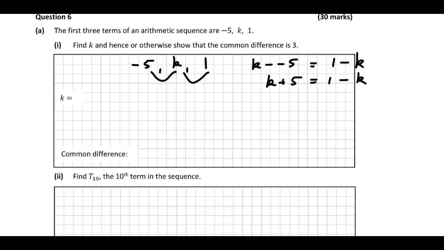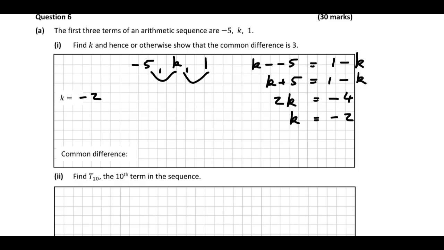So if we take this k here and bring it over to the other side, that'll give us 2k. And then bring the 5 over, subtract 5 from both sides. So we have 0 on this side, but we have 1 minus 5 on this side, which is minus 4. That'll give us 2k is equal to minus 4. Divide by 2, divide by 2. So k is minus 2.